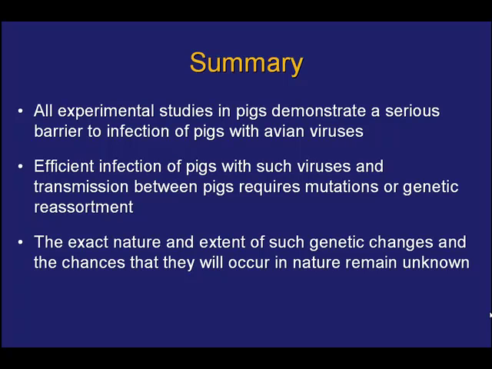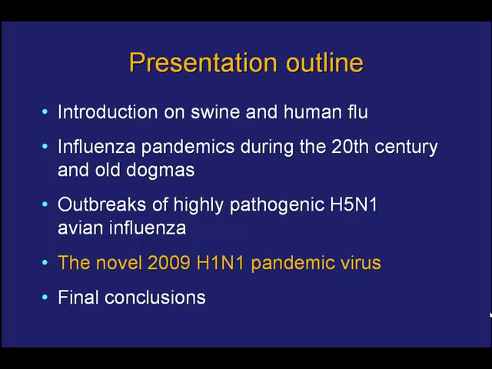In summary, all the experimental studies demonstrate a serious barrier to infection of pigs with a wholly avian virus. And those studies are in line with the notion that avian viruses have to adapt through mutation or through genetic reassortment to replicate efficiently in the pig and to transmit efficiently between pigs. But unfortunately, we are still completely in the dark about the exact nature of such genetic changes and the chances that they will occur in nature. And this is key to the understanding of how and why pandemics occur.